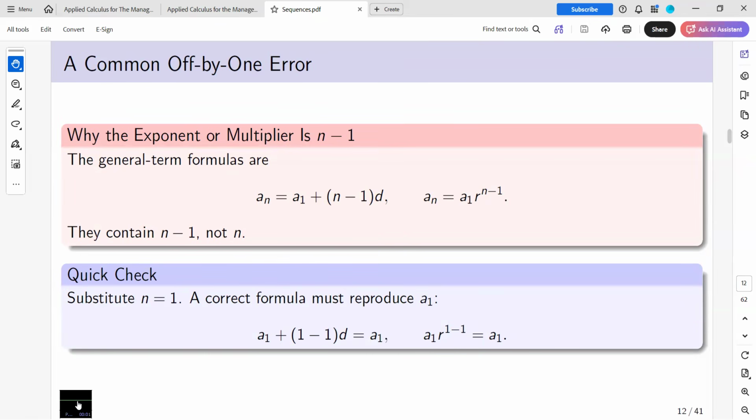The off-by-1 error is common because n looks more natural than n-1. Test every proposed formula at n equal to 1. If it does not return the first term, the formula has already failed its opening audition.